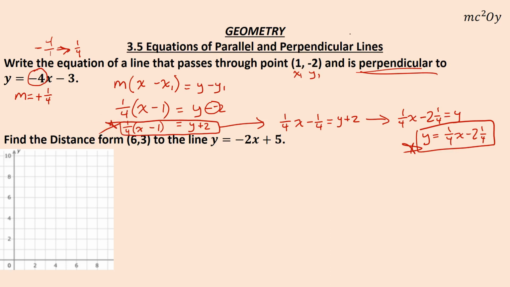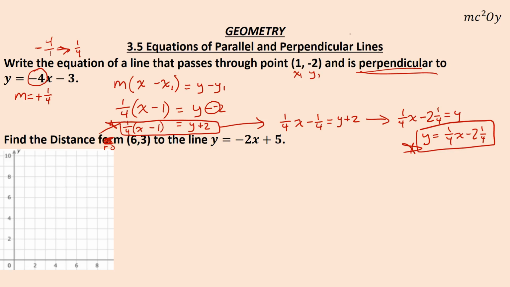All right. No, find the distance from, not form, that's supposed to read from. Fix that on your notes there, from, okay? Find the distance from (6, 3) to the line y equals -2x plus 5.